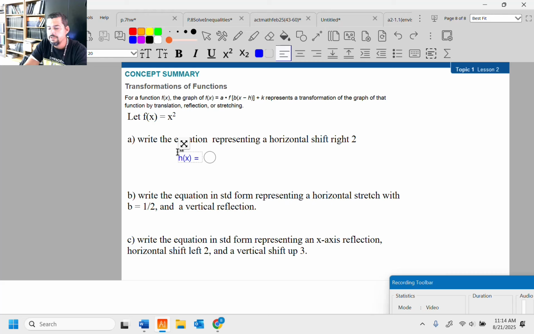If we're going to shift right 2, we're just going to take away 2 from the inside. So that's all we have to do. It's going to be x minus 2 quantity squared. That shifts the mom function x squared right 2.